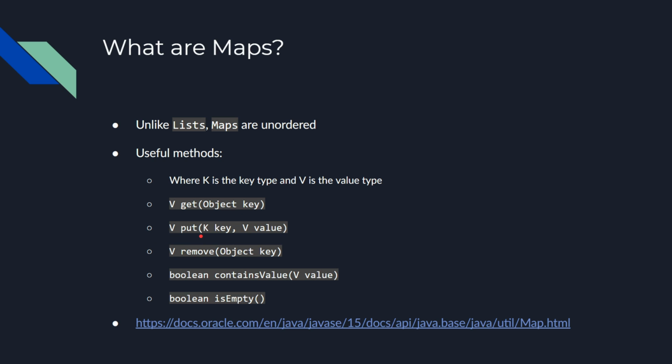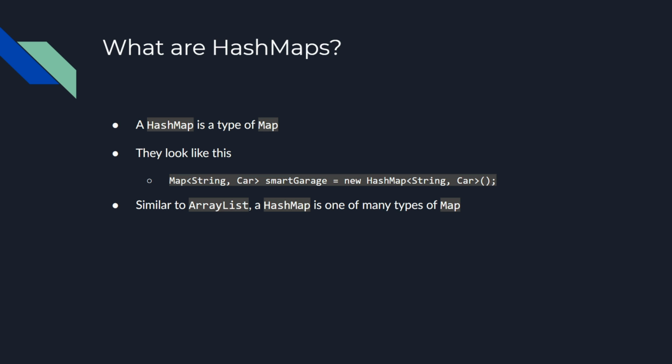I can remove an object at a key. I can just delete it with the remove method. I can check if the map has some value by doing contains value. And then I can also check if the map is empty. Okay. And as before with list, there's a link to the reference for the methods that a map can do. Any questions so far? Cool. We're doing really good on time.